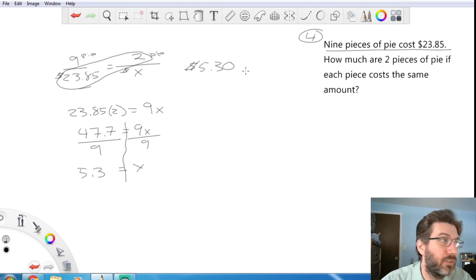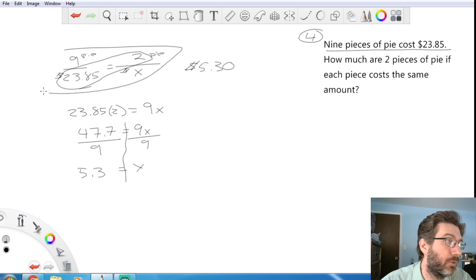So again, what I want to see in your Google Forms is the proportion setup, and I want to see the answer.